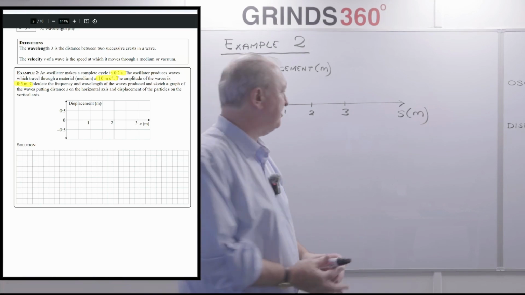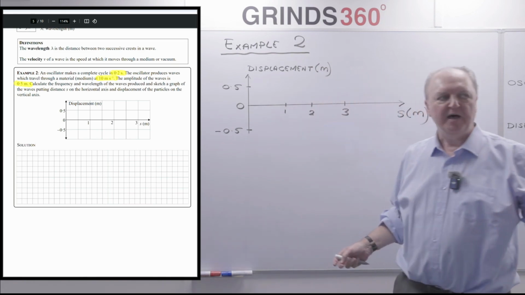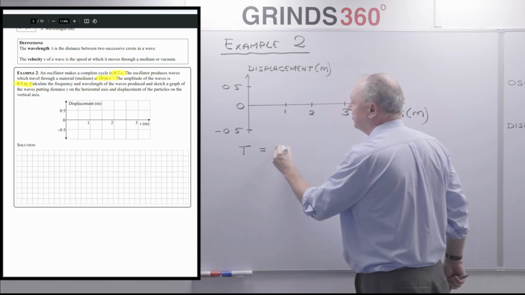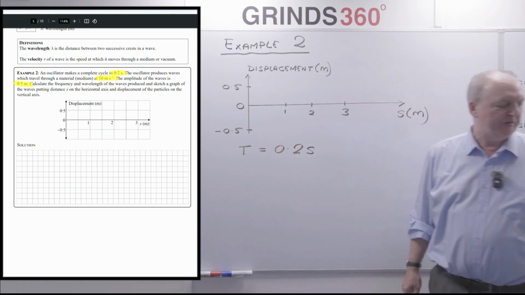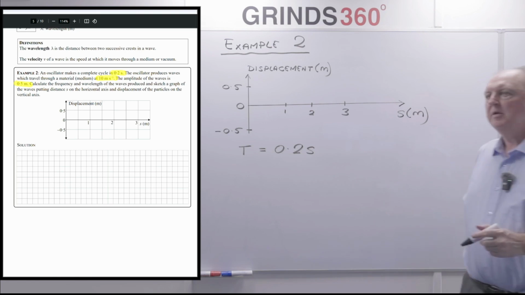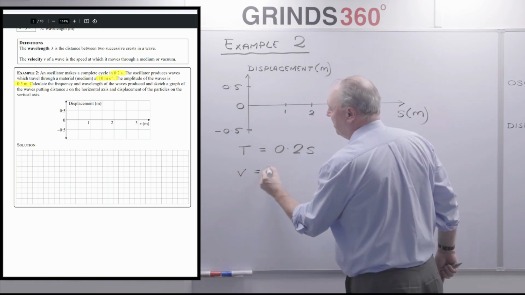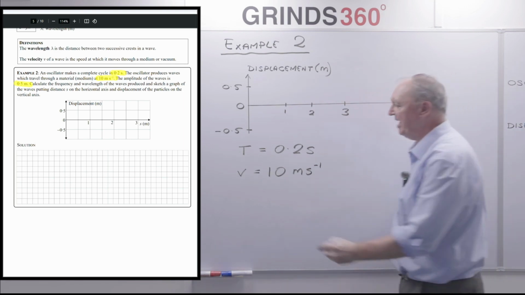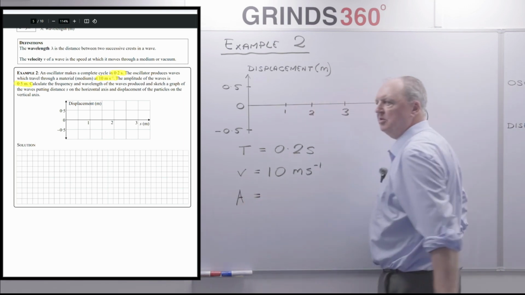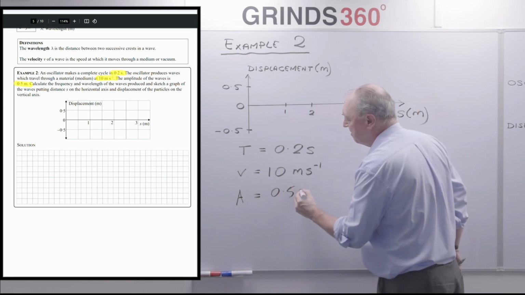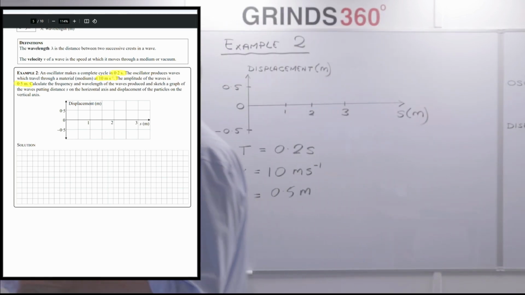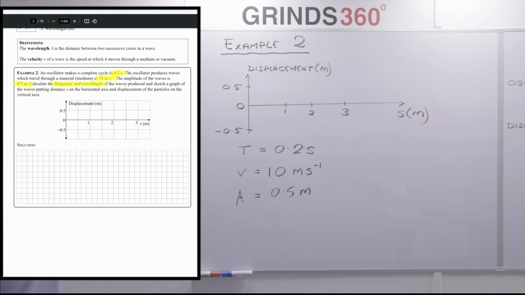Well, let's write down the information that I have so far. What do I have? I know that the periodic time T is equal to 0.2 seconds. I know that the velocity v is 10 meters per second. And I know that the amplitude, which I call A, is equal to 0.5 meters. And what are they asking me to calculate? They're asking me to calculate frequency, f, and the wavelength, lambda.